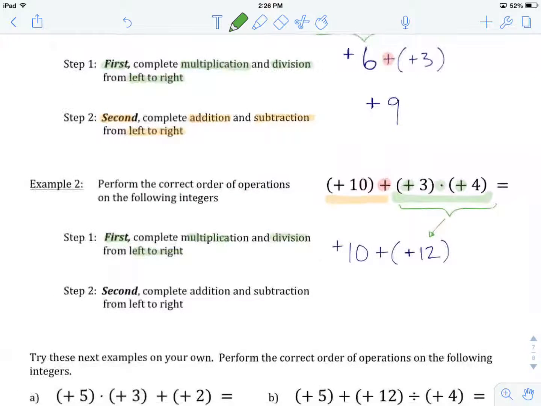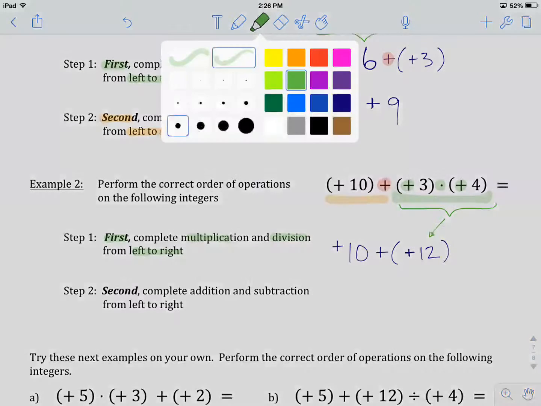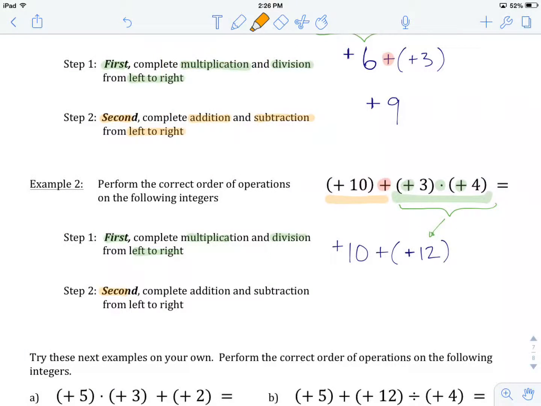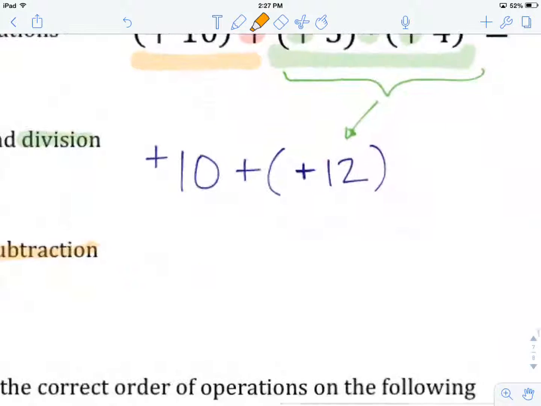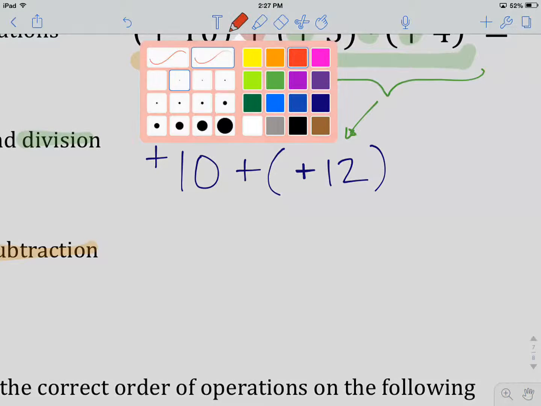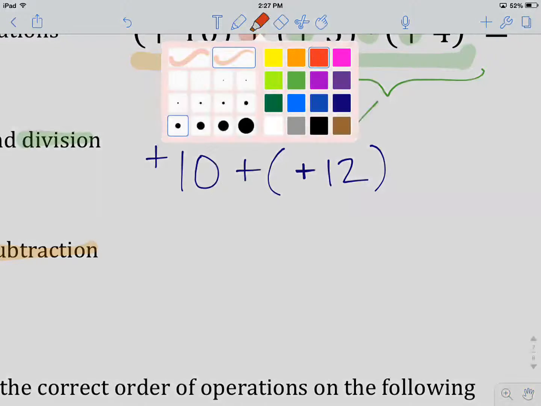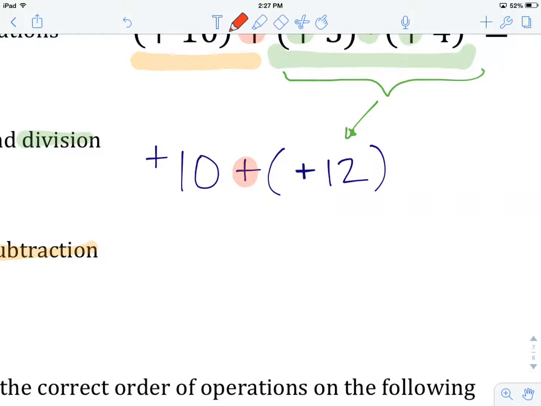So now the second step says we are going to complete any addition or subtraction as they show up from left to right. Fortunately, there's only two terms remaining in the second line, so let's look at them together. We have addition: a positive 10 plus positive 12. So we have 12 positives, and we're going to add 12 more positives to it. That's going to give us 22 positives, or plus 22, as our answer.